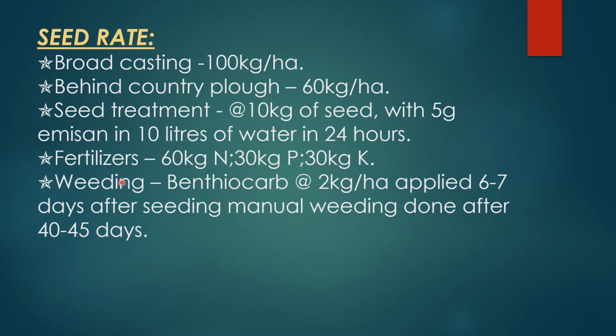For the weeding, we have to apply benthiocarb 2 kg per hectare after 6 to 7 days after sowing the seeds. Okay, manual weeding is done after 40 to 45 days.